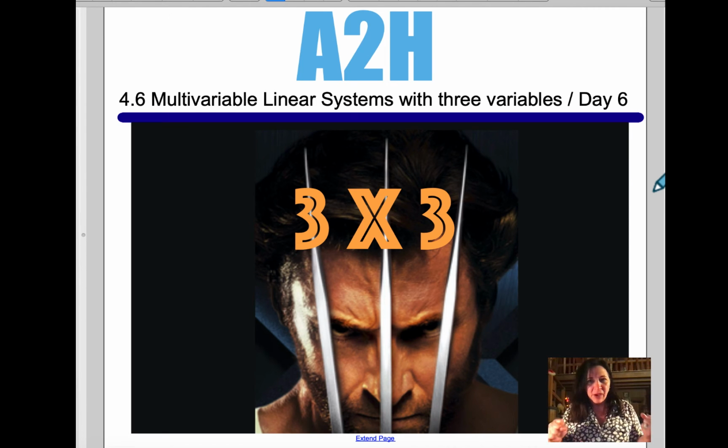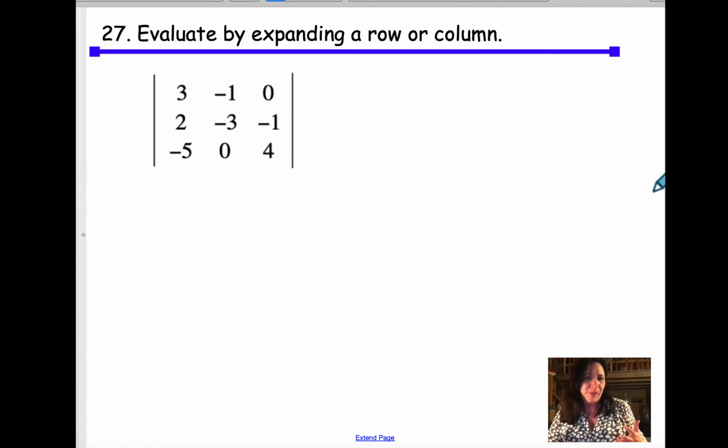Here we go. All right. 3 by 3s. Okay. Cool. Remember our 3 by 3s? Okay. Expanding a row or column. Let's do this for fun, right? Because that is fun. Expanding a row or column. That's not the shortcut where we're rewriting that, okay? We are expanding a row or column.